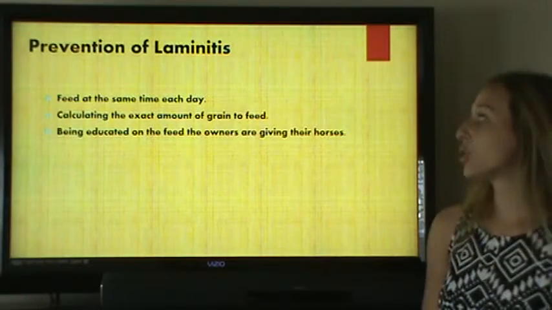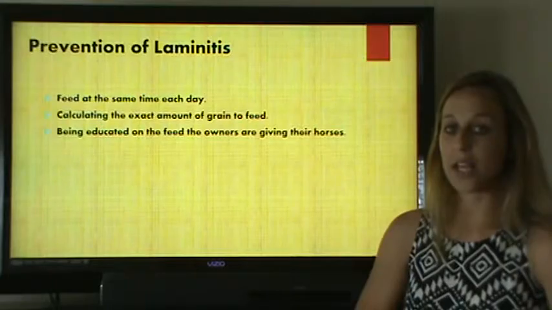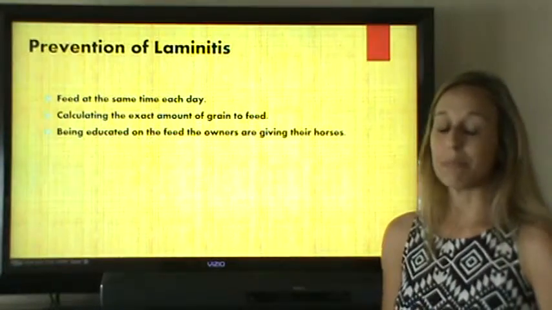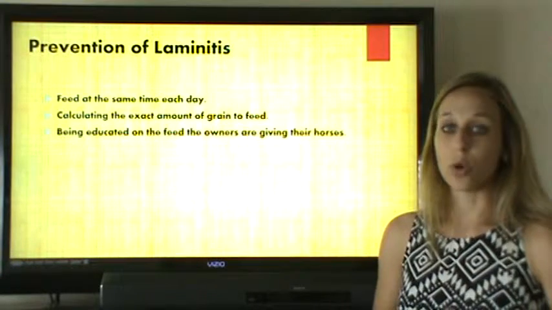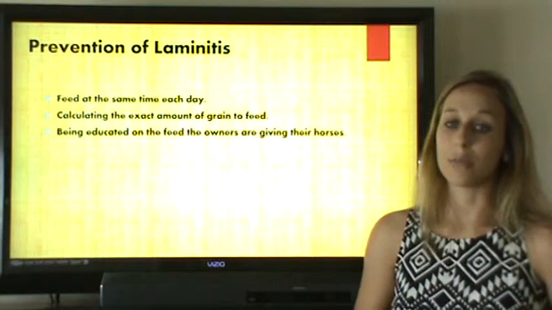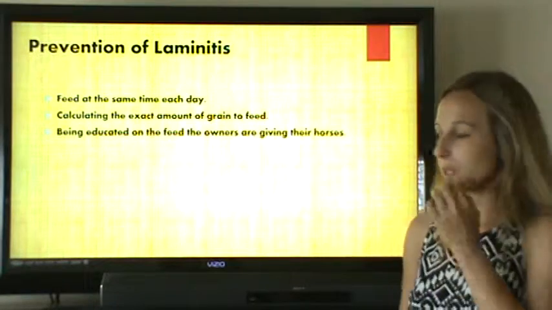Some things that we can do to prevent laminitis is trying to feed at the same time every single day. Horses are already not meant to be meal eaters. They're meant to be continual grazers, and so just by that alone, we're already messing with their digestive system. And so trying to feed at the same time can definitely help avoid issues.